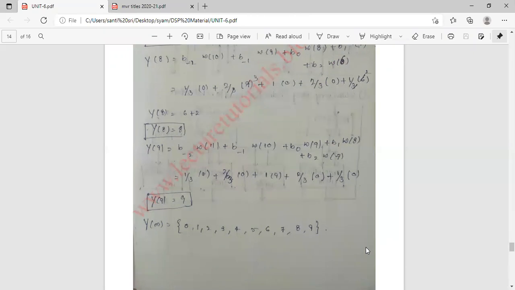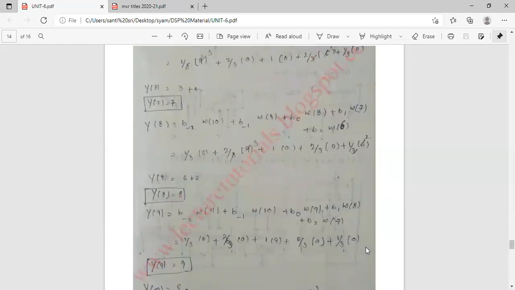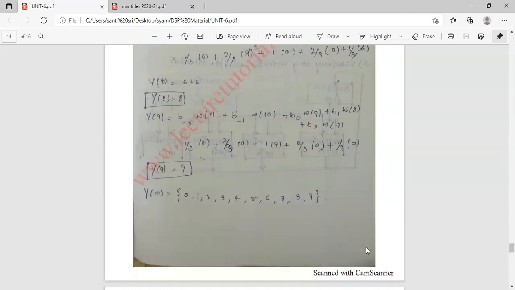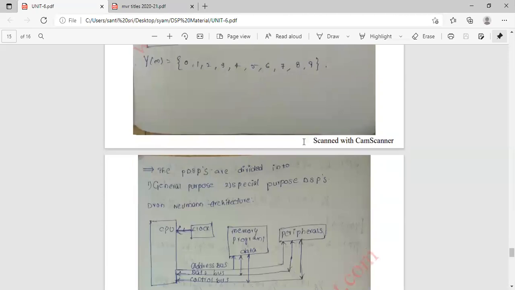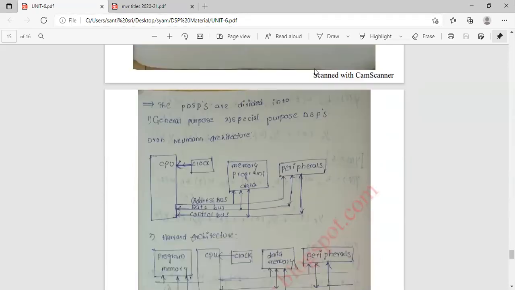Okay, so this is a simple problem using the interpolated sequence, and it is given with the interpolation factor, so that we can find the interpolated sequence y of m like this. Okay, y of m like this.